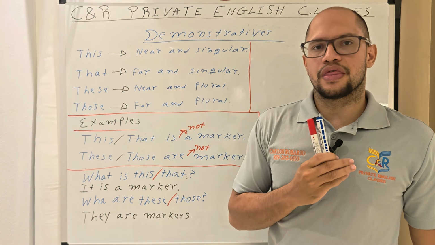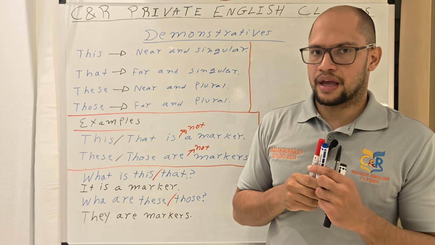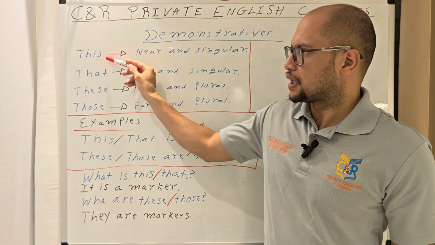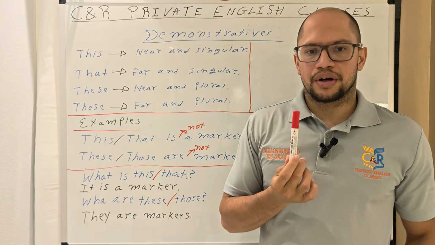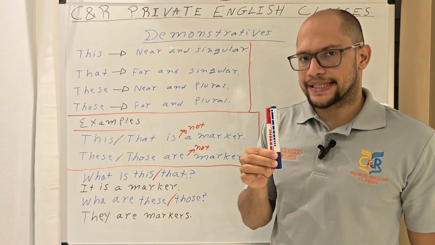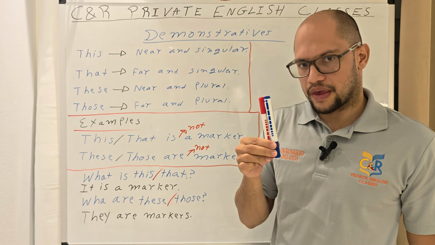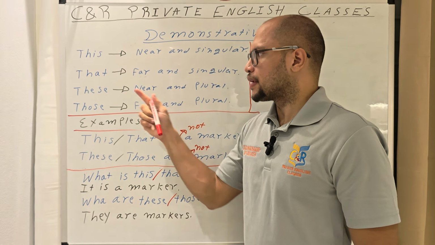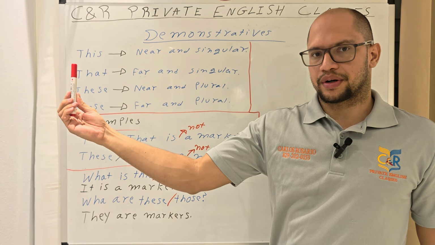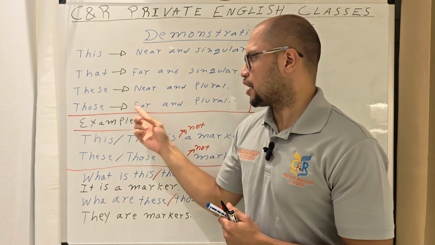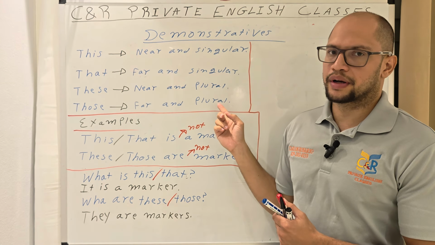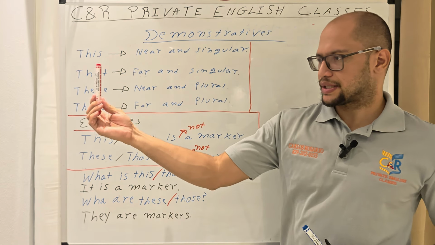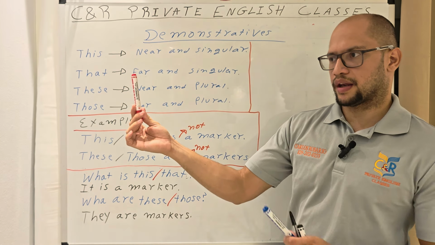These are markers. Look at the distance. These are markers. This is a marker. That is a marker. Now, if the objects are more than one, plural, far, you don't say that because that is only one.